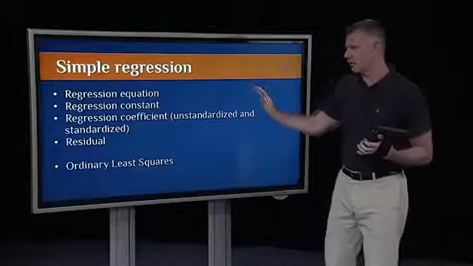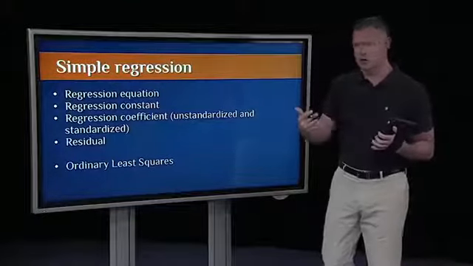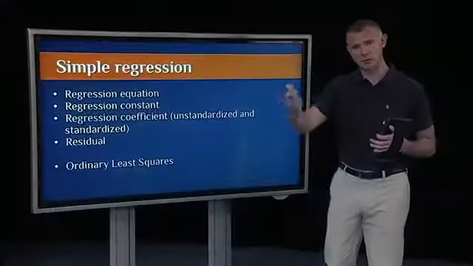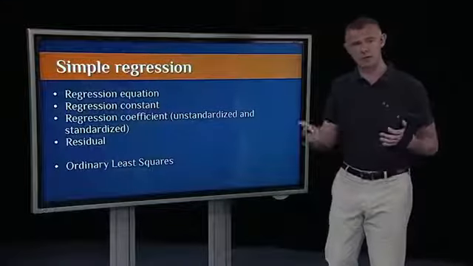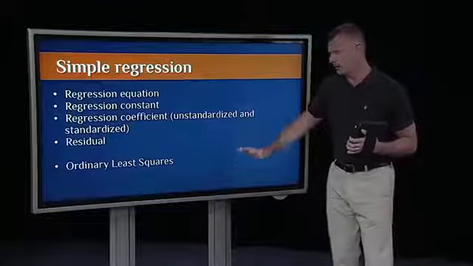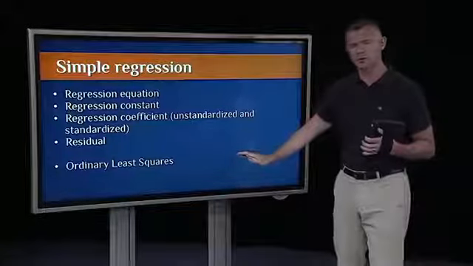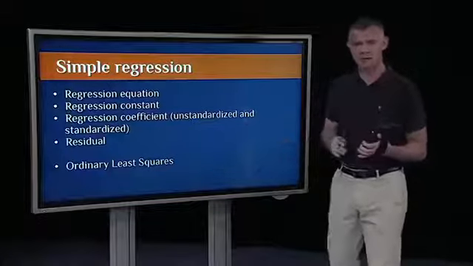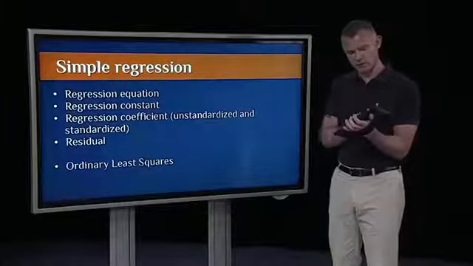So in the context of simple regression, just remember the regression equation. There's the regression constant. That's the predicted score on y when all your x's are 0. We could get unstandardized estimates and standardized estimates. And remember, we can calculate residuals and look at those residuals to see if we can improve our model. And in this course, what we focused on was the method of ordinary least squares to estimate those regression coefficients.